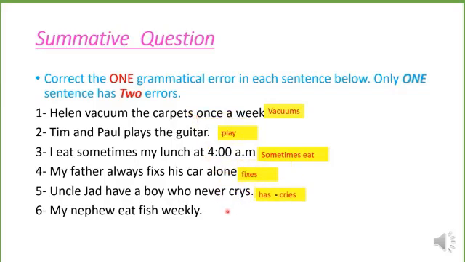The last sentence, my nephew eat fish weekly. Here we have a singular subject. It should take a singular verb. So eat should be eats.